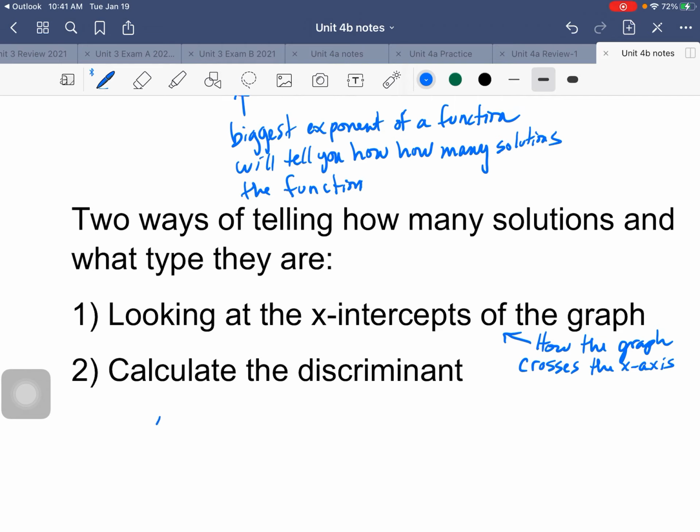Now this is a new word, the discriminant. You should have at some point heard about the quadratic formula. x equals the opposite of b plus or minus the square root of b squared minus 4ac, all over 2 times a. That's the quadratic formula.